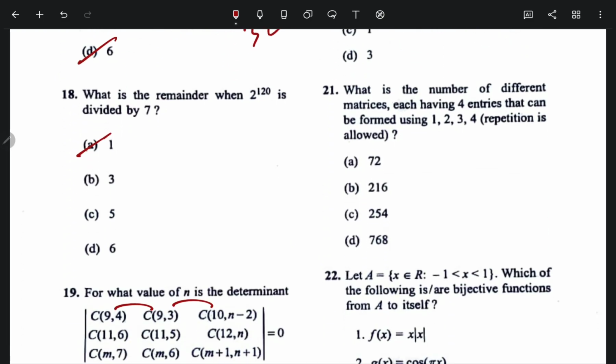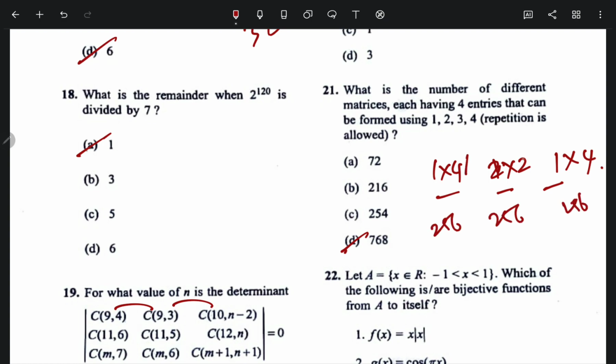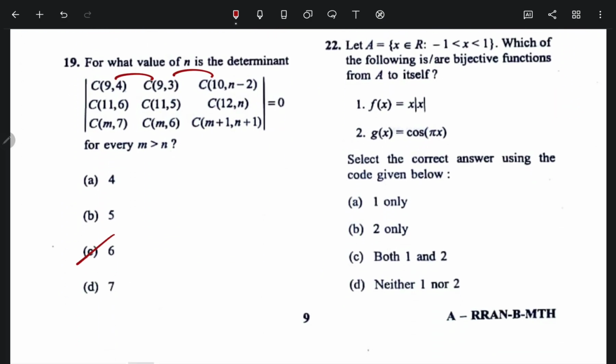What is the number of different matrices each having 4 entries that can be formed using 1, 2, 3, 4? So you can form a 1 cross 4 matrix, a 2 cross 2 matrix and then a 4 cross 1 matrix, right? So you permute this, permute this, permute this. You will find the answer to be 768. It would be 256, 256, 256. It's just 4 power 4, 4 power 4, 4 power 4. So that's it for 22.